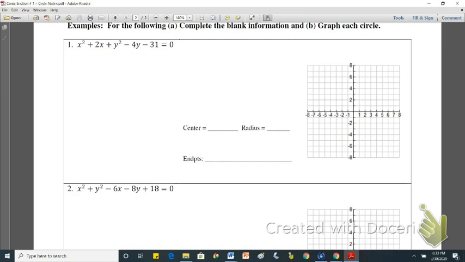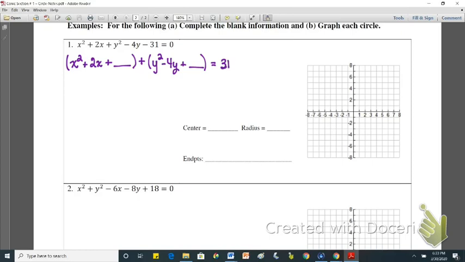So the first thing I do every single time is I am going to group my like terms together. So I'm going to group x squared plus 2x, and because I know I'm going to complete the square, I'm going to put a plus blank. Now I'm going to group my y's together. I have y squared minus 4y plus blank. And I'm going to bring that minus 31 over to the other side, so I'm going to add 31.